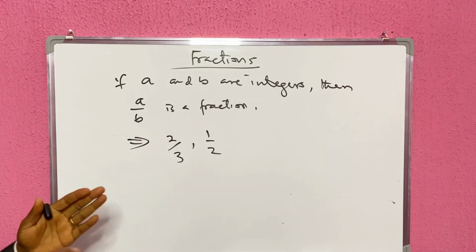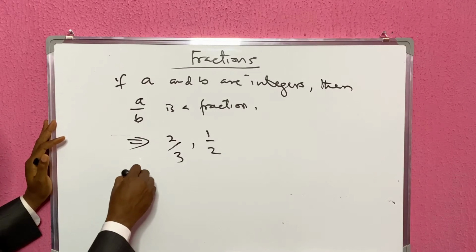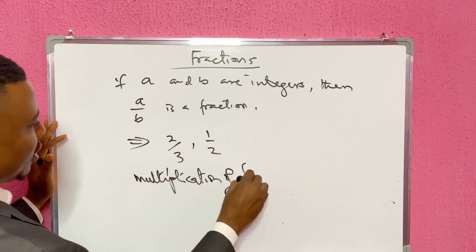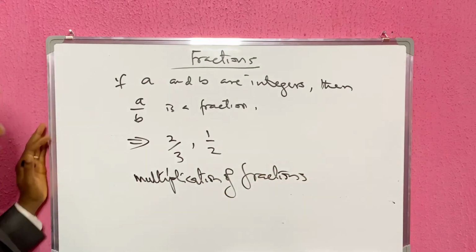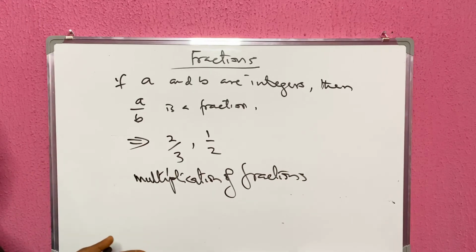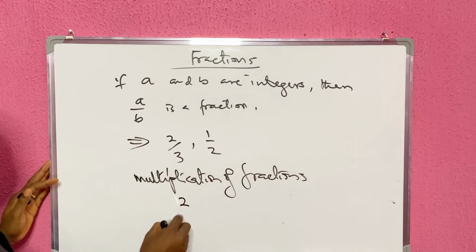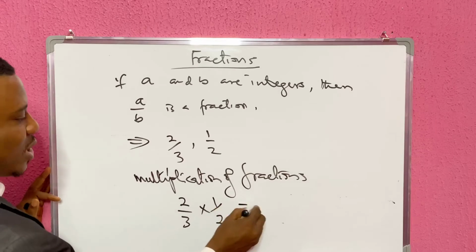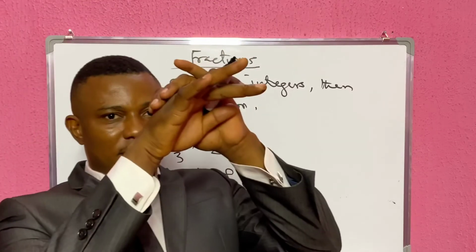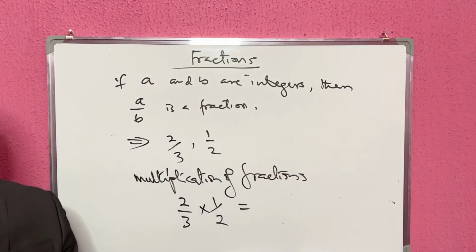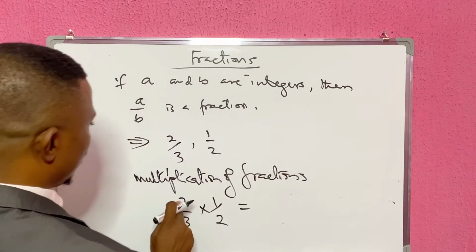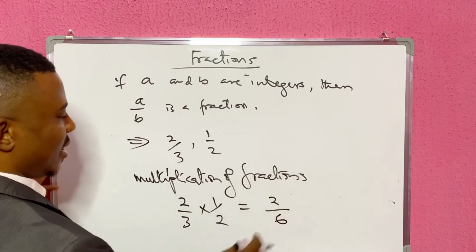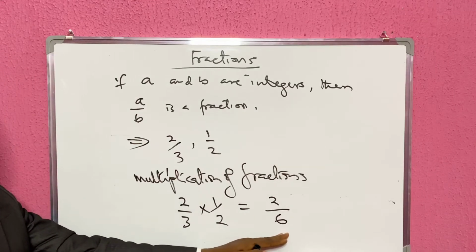Now let us look at how we can combine fractions. Multiplication of fractions. When multiplying two fractions, for example, 2 over 3 multiplied by 1 over 2, you will simply multiply the numerators and multiply the denominators independently. That means 2 times 1 is 2, and 3 times 2 is 6. That is how to multiply fractions.